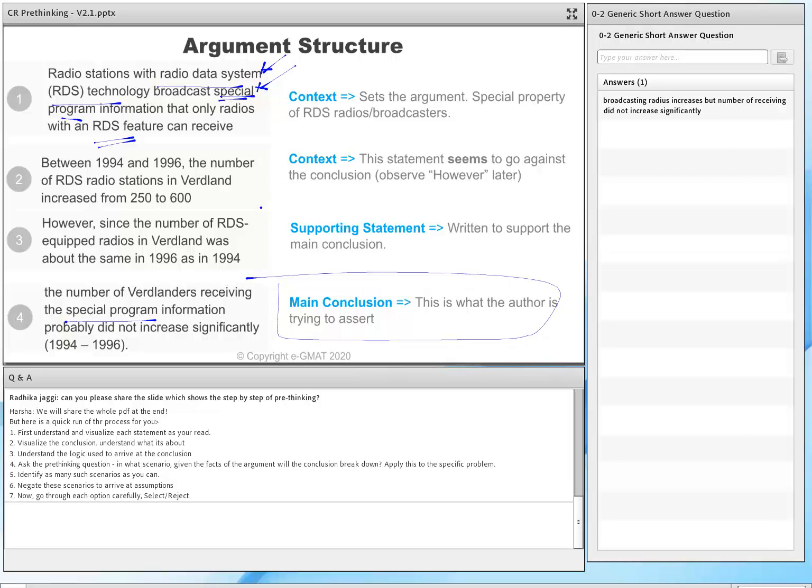Then the next statement says what happened between 94 and 96. The number of broadcasting towers, the RDS radio stations, increased from 250 to 600. They increased tremendously. They more than doubled. But the number of receiving radios curiously remained the same. Based on this, the author makes his claim that the number of listeners receiving the special information didn't change a whole lot.